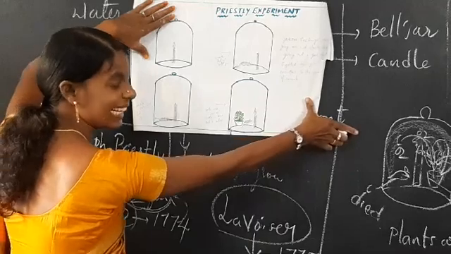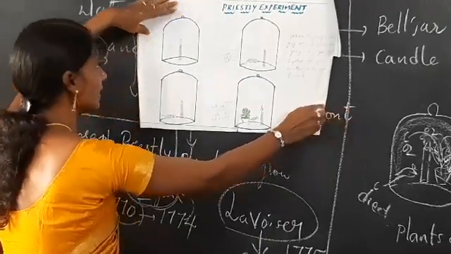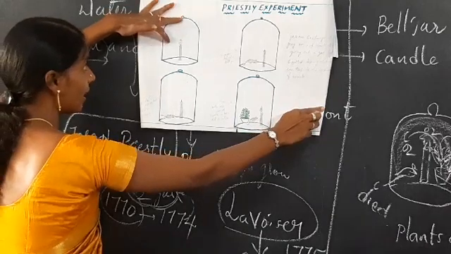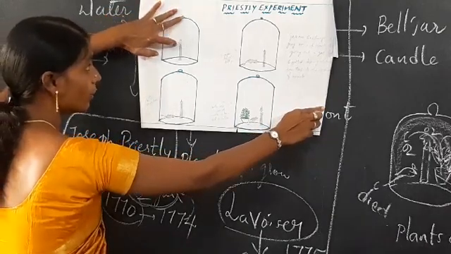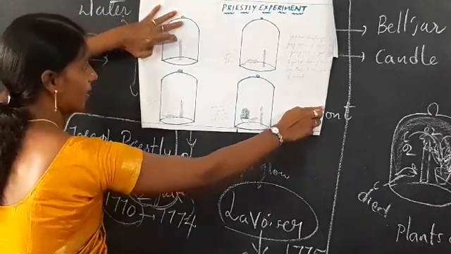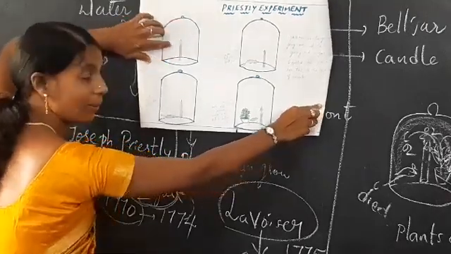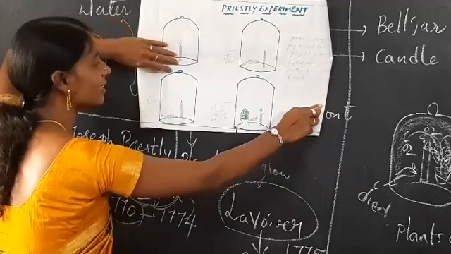I already explained here also. You can see that. First, the bell jar: what will be there? Already one candle is kept inside the bell jar. After some time, what has happened? The candle will be extinguished.